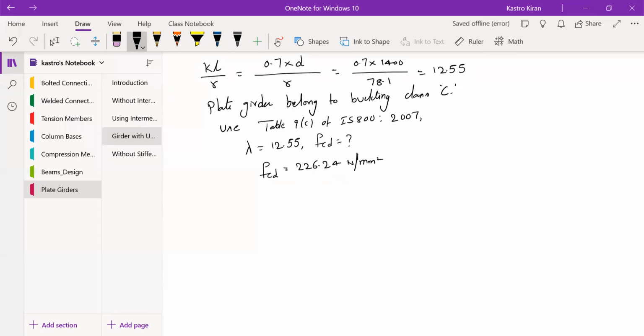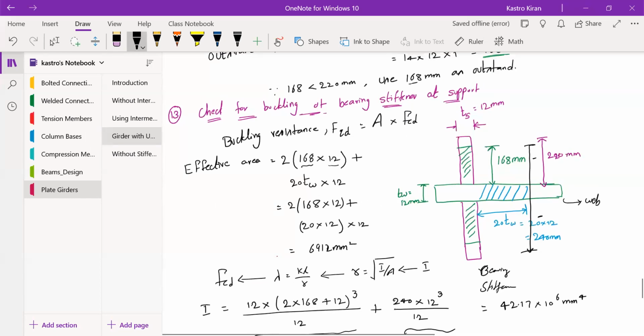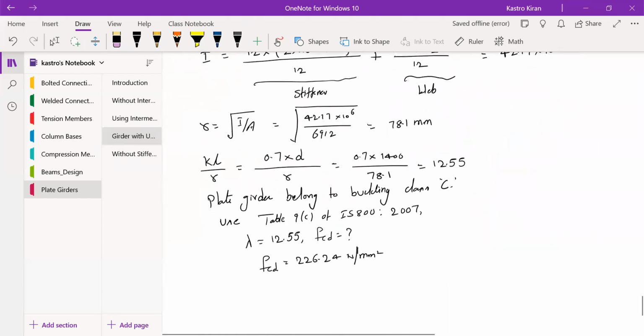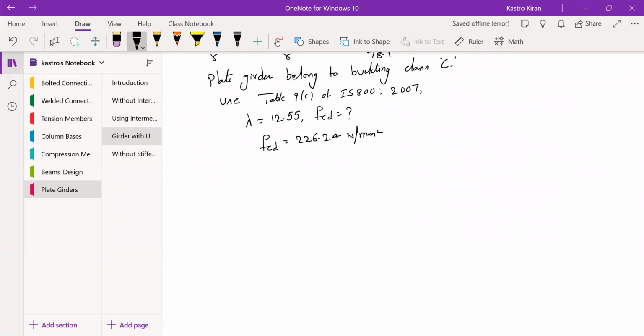So what do we have to find out now? We have to find the buckling resistance, that is the FQD value. So what is the final formula of FQD? That is A into FCD. You know the value of A, which is the area, and you know the value of FCD. Therefore, buckling resistance, that is FQD, equals A into FCD, where area is 6912 and the value of FCD is 226.24. So this will give you 1563.77.